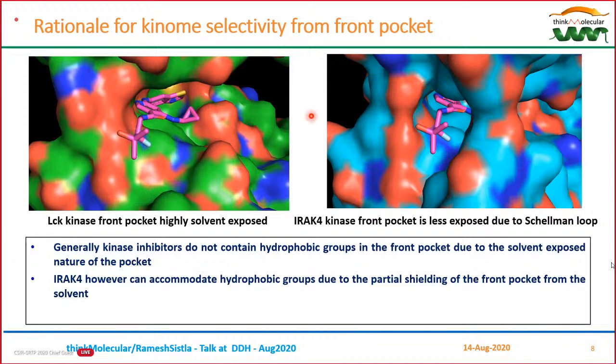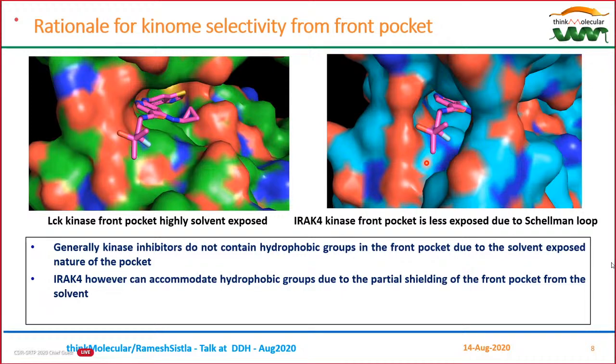You contrast that with IRAK4. This is the Sherman loop that you saw in one of the earlier slides as a blue loop. That actually almost touches another insertion loop called the alpha D loop, and that pretty much forms a very occluded front pocket, which is again a very unique characteristic of IRAK4. Because of this kind of a front pocket, this was our abiding hypothesis at the time, and it stood true with time also.